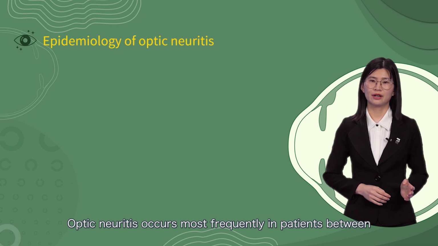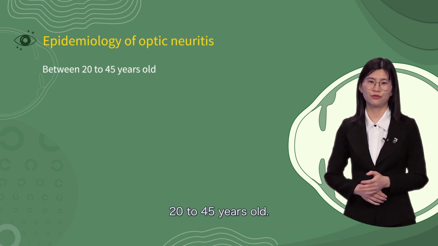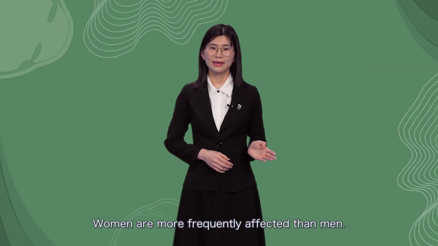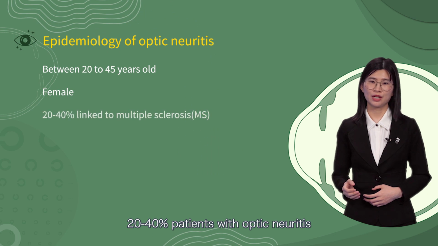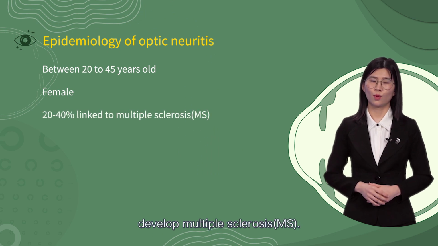Optic neuritis occurs most frequently in patients between 20 to 45 years old. Women are more frequently affected than men. 20 to 40% of patients with optic neuritis develop multiple sclerosis, MS.